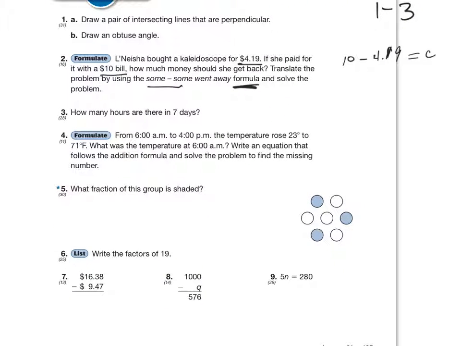How many hours are there in 7 days? That is thinking: how many hours are in a day? You have 24, right? So if there are 24 hours in one day, and I multiply it by 7, I should have the total number of hours, right? So 24 times 7. I'll let you find that one.